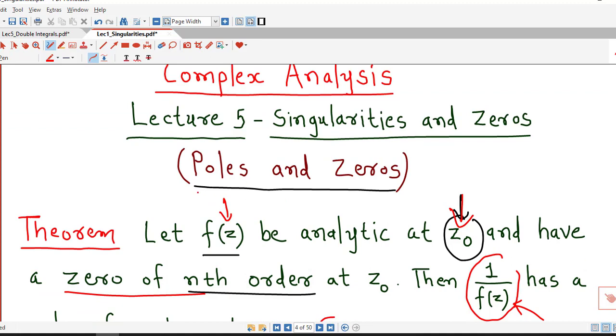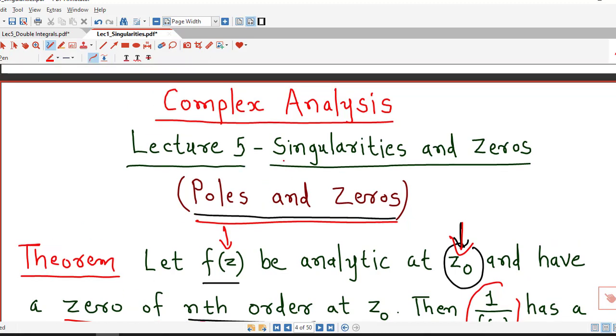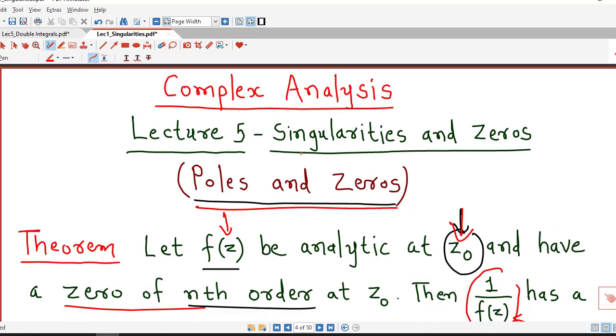So in the next lecture we will discuss another important definition of complex analysis known as the residue of a complex function. I hope you like this lecture. Thank you very much.